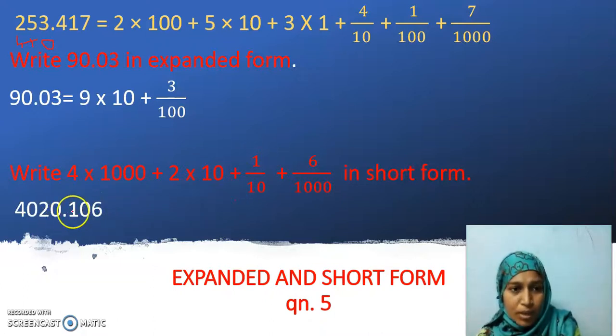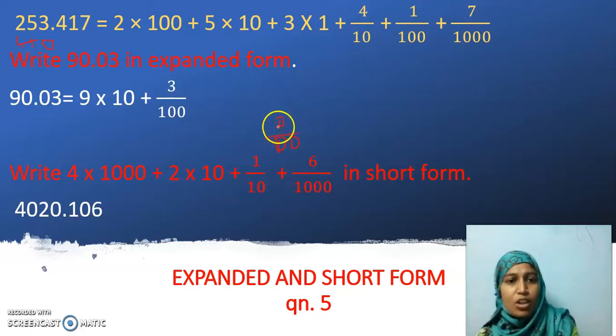4020.1 in the 10th place. I don't have any number in the 100th place. I don't have anything, so I have it as 0. So 4020.106. Is it clear, my dear children? Very good. Now shall we move to the next one?